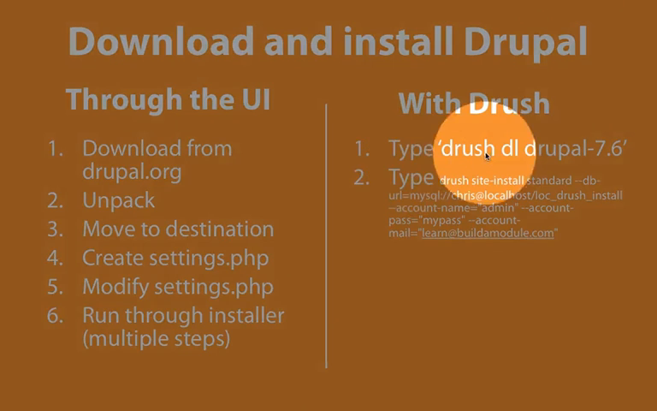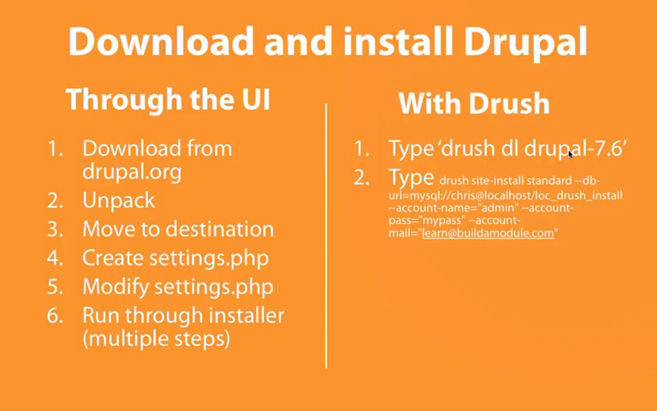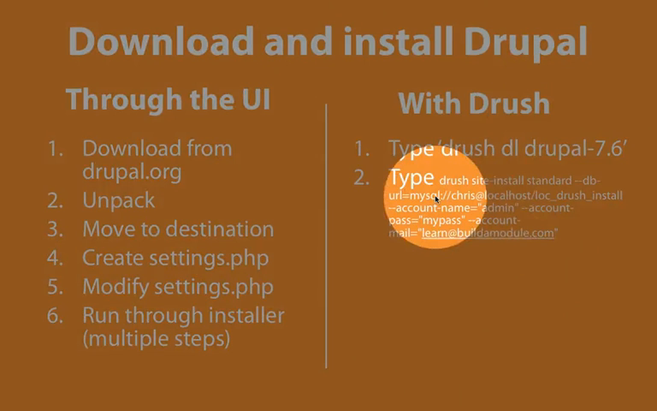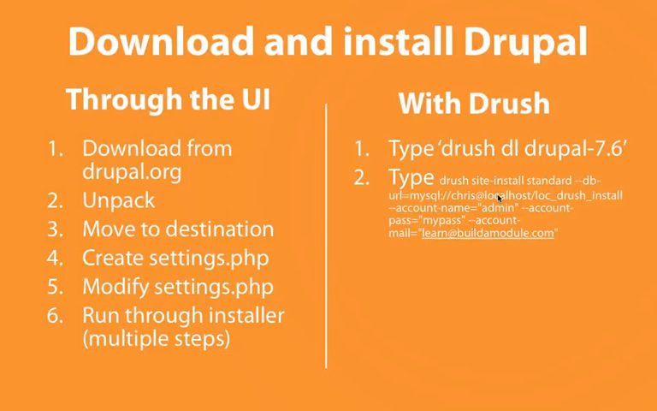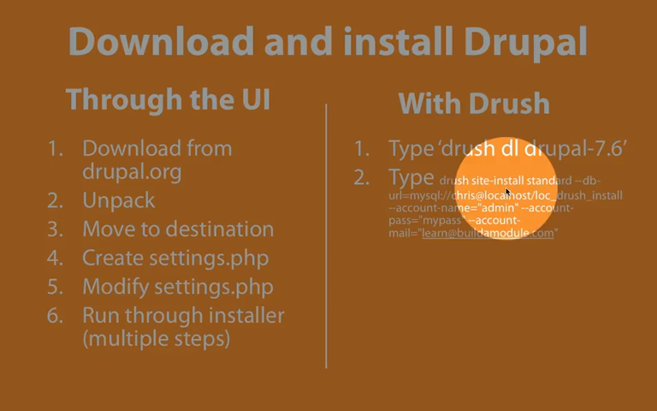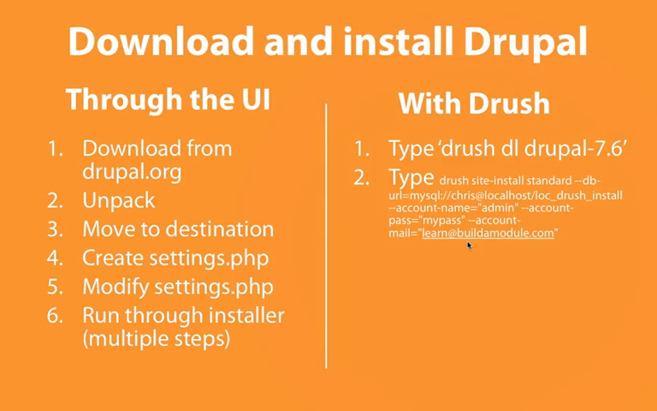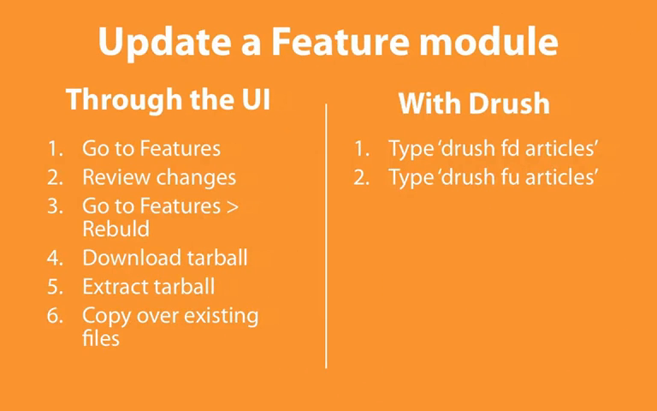We just type drush dl, short for download, and then the name of the Drupal installation we want to download. And then the second command, although it looks a little complex here, is actually pretty simple. It's the site-install command. We pass it the name of the profile, standard. We pass it the database URL. We set the name, password, and email of the first account to be created, and it does everything else for us.